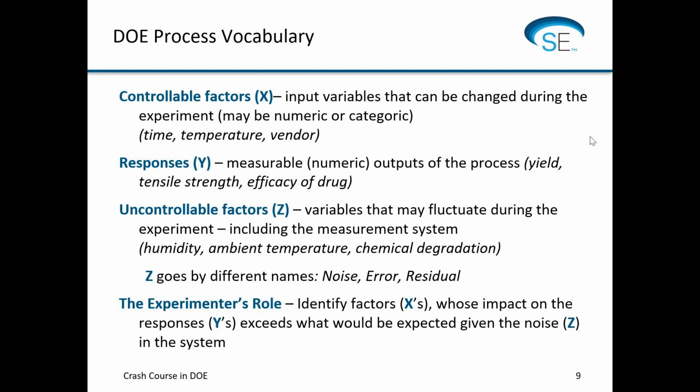Those kinds of things. The influence of the Z factors can go by different names. You might hear us refer to that as noise or experimental error or the residual, right? So the context will dictate which term is most appropriate, but they're all basically the same idea, this random variation that we see. So our role as experimenters is to identify the factors, X's, whose impact on the responses, Y's, exceeds what would be expected given the amount of noise in the system. We want to separate the noise from the signal.